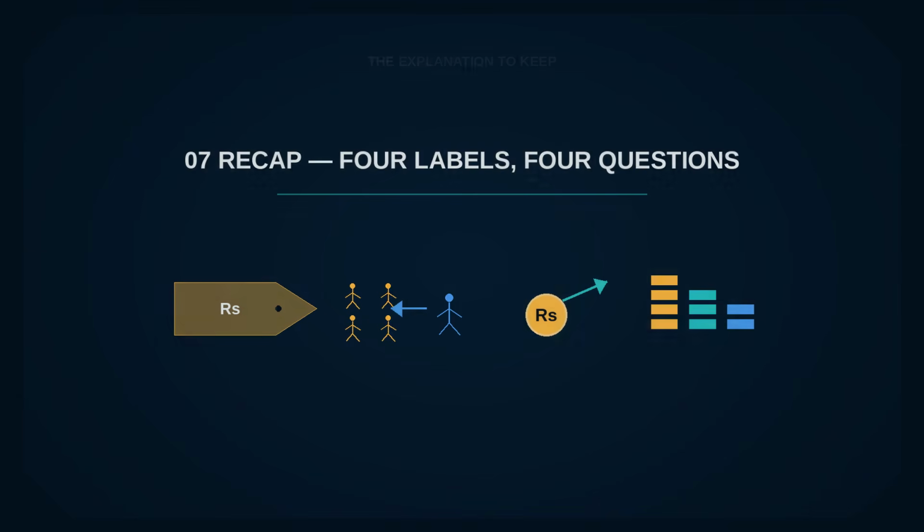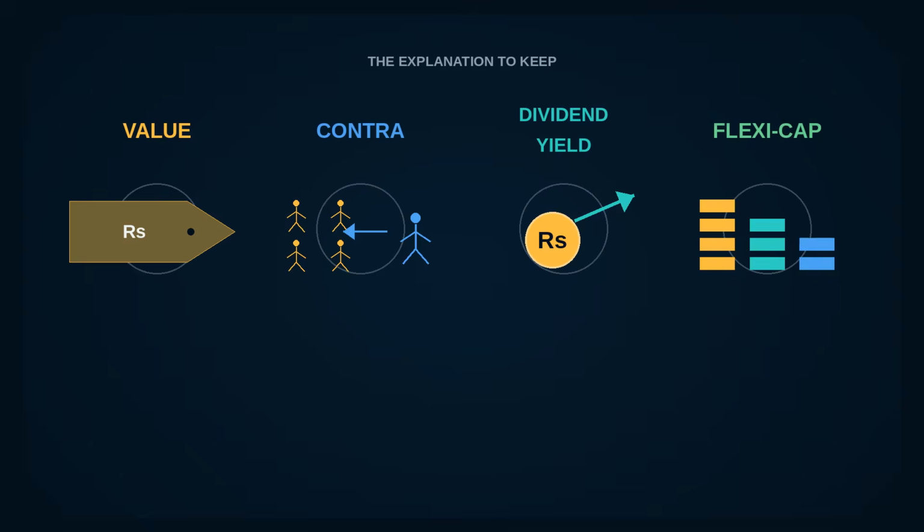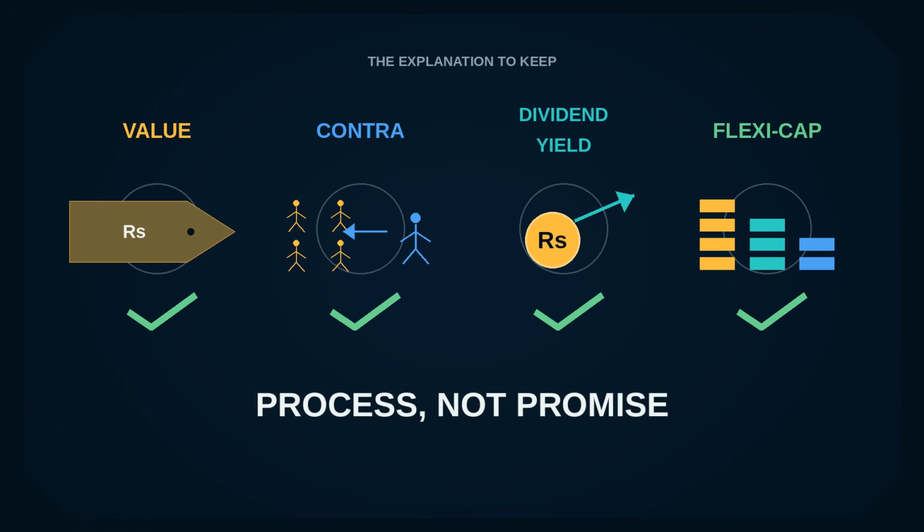Here is the explanation to keep. Diversified equity-style labels, value, Contra, dividend yield, and Flexi-Cap, describe process and opportunity set, not cycle outperformance promises. Contra means contrarian, a bet against prevailing consensus, distinct from value's fair value gap.